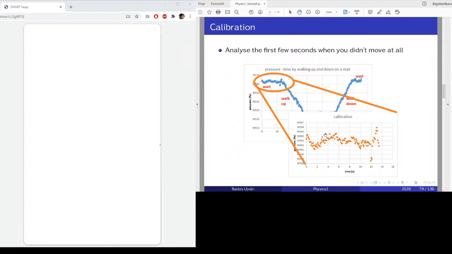But independent of the source of this noise, these uncertainties, these errors are not only at the calibration, but are always there during the measurement. So it's important to analyze the first few seconds to have some estimation about the precision of the setup. Setup means phone, data acquisition, or hands, or even there can be wind. Even if you don't feel it, small winds can change the pressure also.